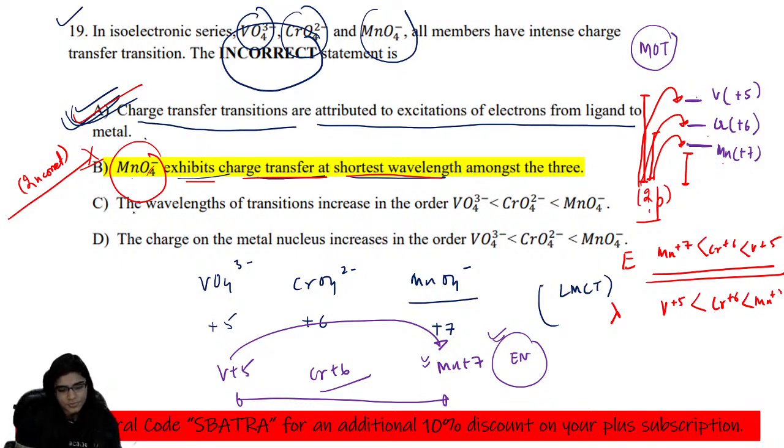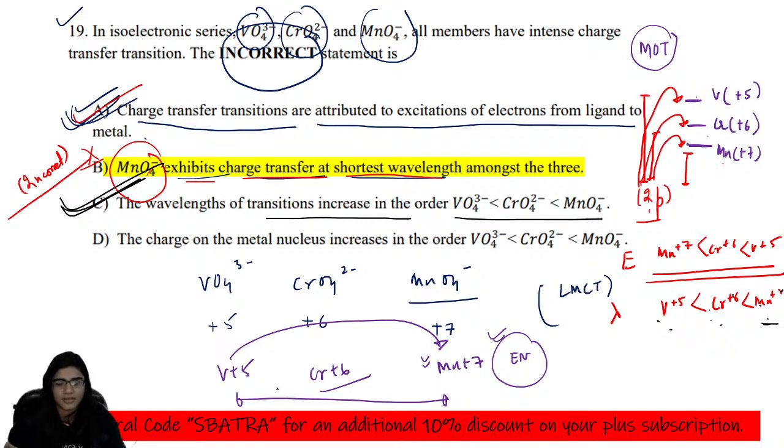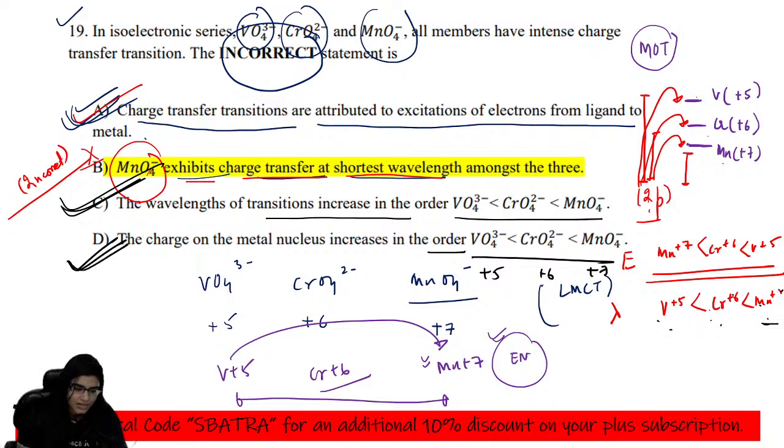Let's go to the third option. The wavelengths of transition increase in this order. Yes, you can see over here we have also written Mn7+, Cr6+, V5+, so option C is also correct. Next, the charge on the metal nucleus increases in this order. Yes, this is plus 5, plus 6, plus 7, so option D is also correct. So the incorrect option over here is option B, which says MnO4- exhibits charge transfer at shortest wavelength amongst the three.